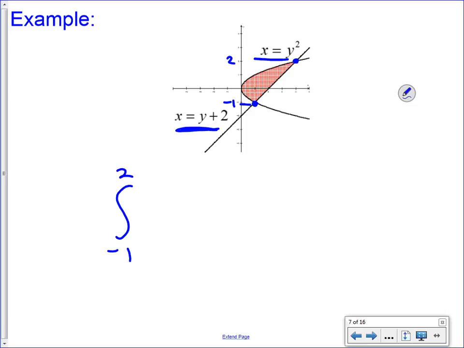And we want to set it up as right minus left. Now, the right function is linear. That would be the y plus 2, because that's a linear function. And then the function on the left, I guess you could think of it as a sideways parabola, but you can identify it because it's y squared. So we're going to subtract y squared.